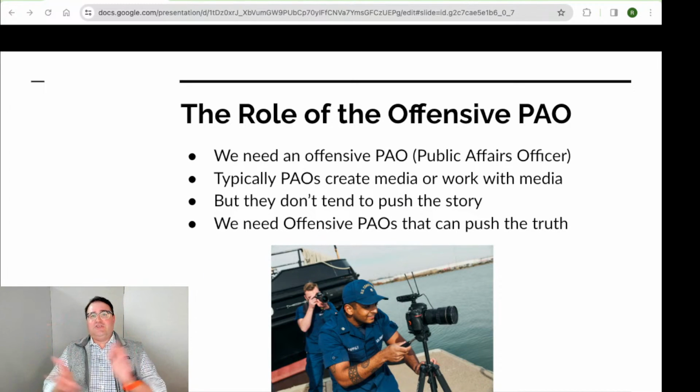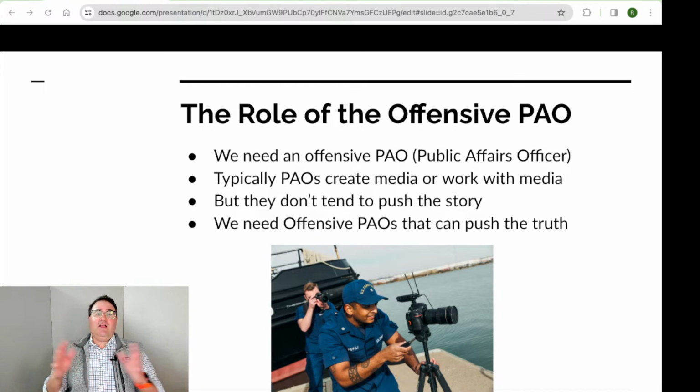Now here's what I envision the role of an offensive PAO. The offensive public affairs officer's job is to work with content creators and the media to get the right story out. Typically, PAOs, public affairs officers, tend to create media or work with the media, but they're not really getting ahead of the story. They don't tend to push the story. And we need offensive PAOs that can push the truth.